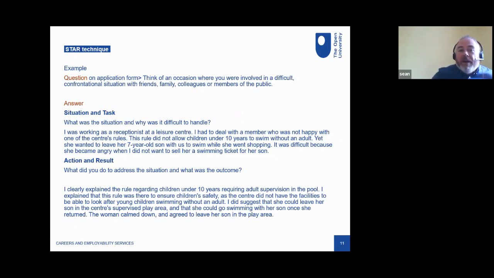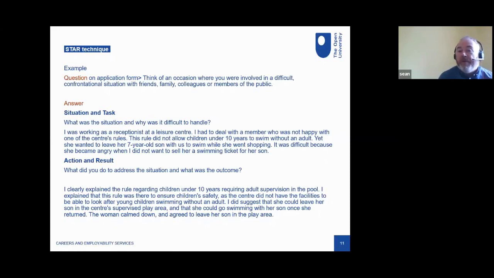The best way to deal with that and the best way to answer it is to try and frame an answer using the STAR technique. So first of all, think of the situation. Describe what the situation was and why it was difficult to handle, and think of the tasks and the actions that you undertook to deal with that situation, and the result, how did it end up? So for that little example that I'm showing you, somebody was working as a receptionist in a leisure centre.